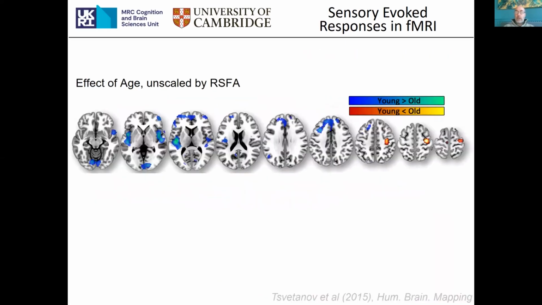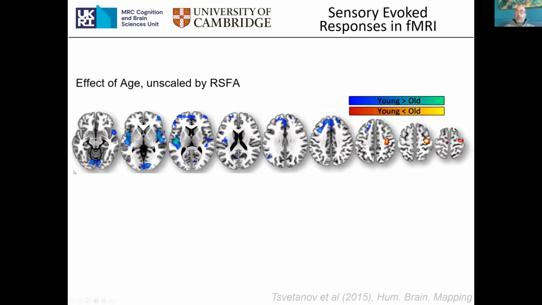If you do a standard voxel-wise analysis, looking for the effect of age, here any area that's blue shows a decreased sensory evoked response with aging. Red is an increase. This is corrected for multiple comparisons across the brain. I call this unscaled by RSFA because this is from standard analysis. You can see that the visual cortex at the back here and the auditory cortex both show reduced fMRI signal in response to the visual and auditory stimulus as people get older. And that's been reported many times before.